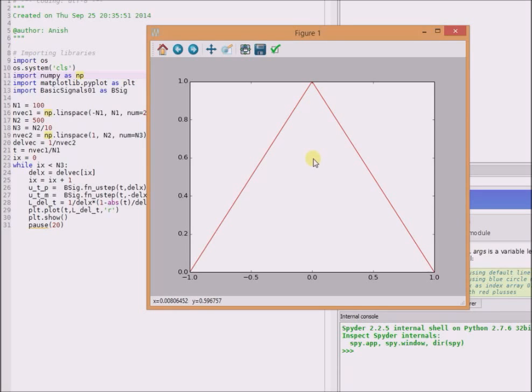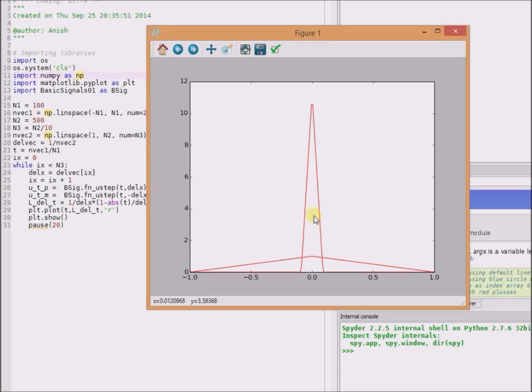And when delta becomes smaller than 1, the peak value changes and it becomes larger than 1, and the area is still equal to 1, and thus the area is preserved.